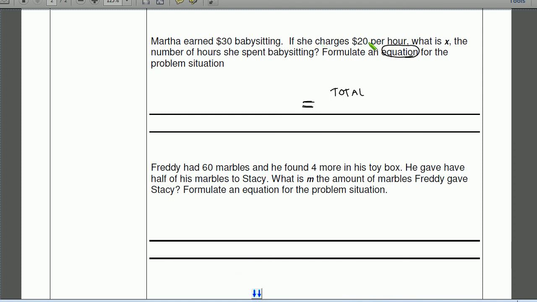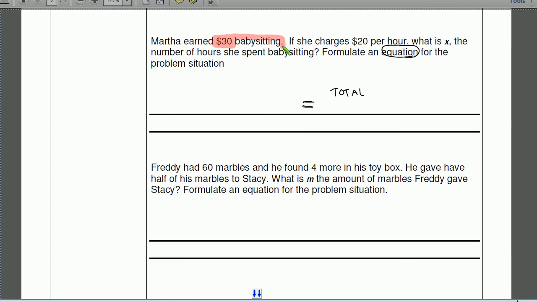And she charges $20 per hour. What is x? The number of hours that she spent babysitting. So which one do you think is going to be the total? $30 or $20? Or is it going to be the number of hours? Well, we know it's not going to be the number of hours because that's x, right? We don't know that. But we do know that she earned a total of $30 babysitting.